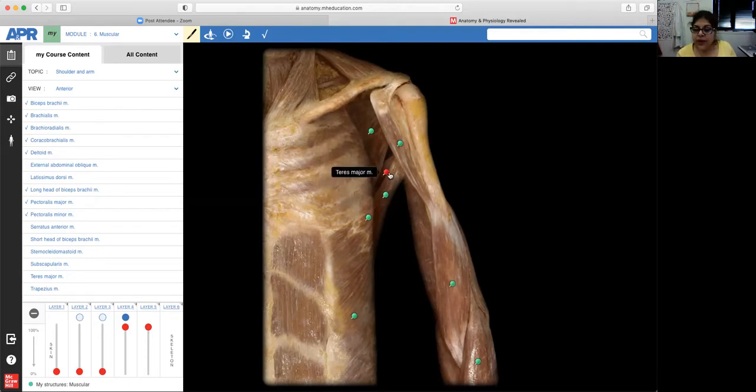Then you have teres major, latissimus dorsi. This is also going to be in the backside. Serratus anterior. This is on the front, right? So it's part of your chest muscles, thoracic muscles. External abdominal oblique. And you can now see the position.